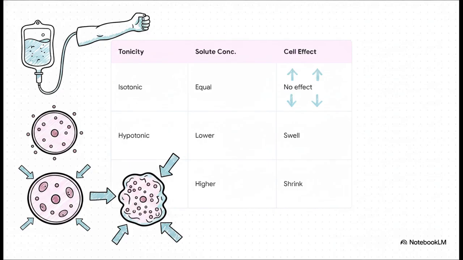So this table is essentially your ultimate clinical cheat sheet for safe IV selection. It details exactly whether a fluid will leave a cell alone, swell it up, or shrink it down. Isotonic fluids have equal osmotic pressure to your blood. Hypotonic fluids have a lower concentration, forcing water into the cells. And hypertonic fluids have a higher concentration, aggressively yanking water right out of the cells.